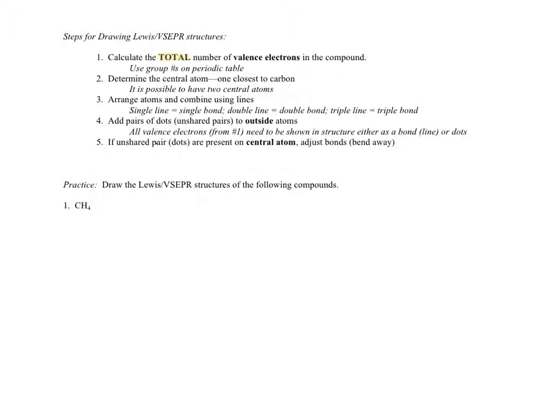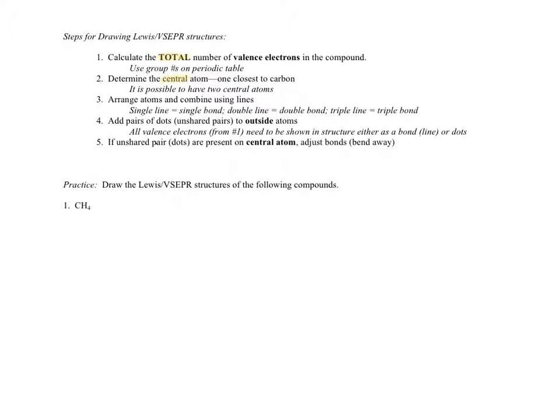Number two, you're going to determine the central atom. Central obviously means the one in the middle. To tell which one's the center, it's the one closest to carbon. You're going to use some logic here. If there's one element and four of another element, it's obviously going to be the single that is the central. It is possible to have two central atoms. So if you have two carbons, for example, they would both be considered central atoms.